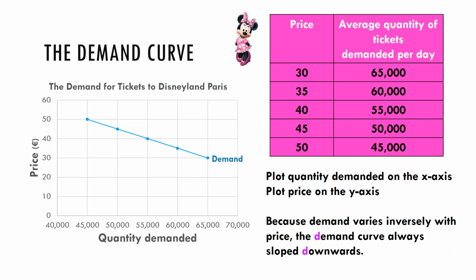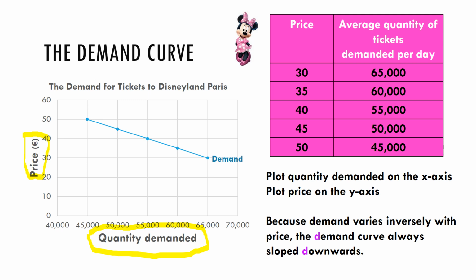So here's our same data. We can see the price and we can see the tickets demanded per day. Now, if we were to plot that, as we've done here, with price on the y-axis and quantity demanded on the x-axis, we get a curve. And we call this curve the demand curve. It illustrates the relationship between price and how many people want to buy our good or service at that price.